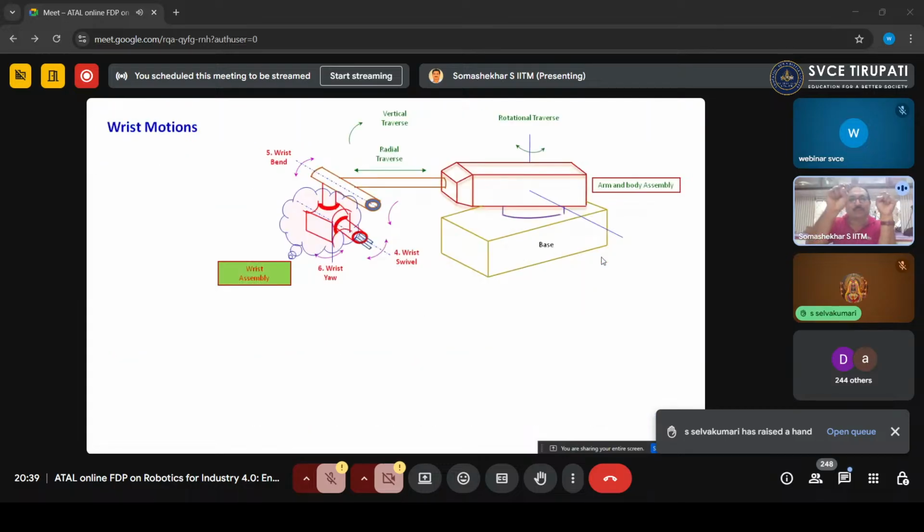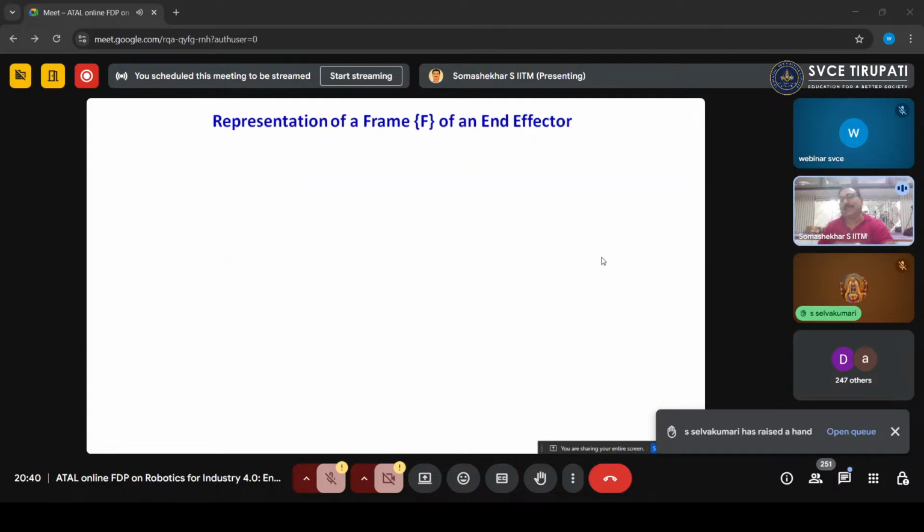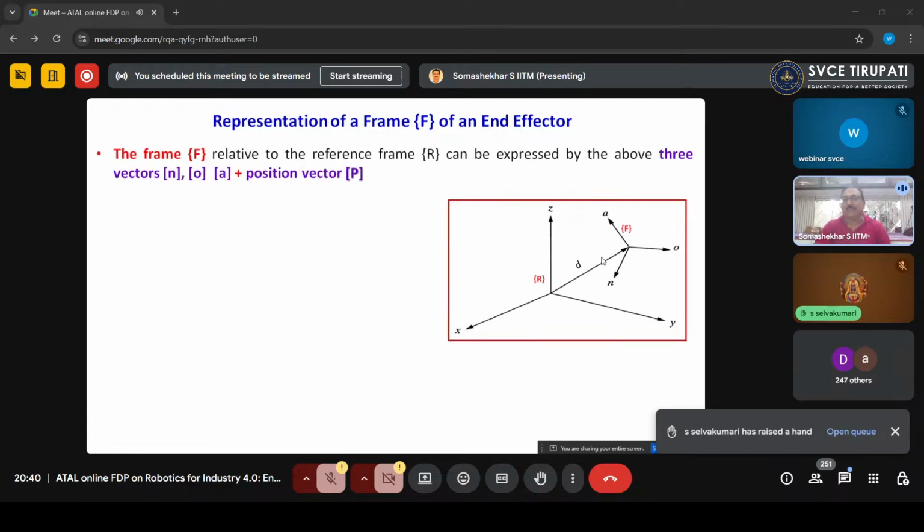Similarly, you will see only the wrist end effector, the wrist assembly. It is having the wrist swivel, rotation of the wrist. You have to rotate. Similarly, wrist bend, moving up and down. You see all the up and down motion, wrist bend. Next, wrist yaw, meaning left and right motion. Meaning, the wrist assembly has 3 degrees of freedom, minor axes, and the arm and body have the major axes. Meaning, if you see this representation of the frame of an end effector, generally you will see the F is a frame, it is having, what is that matrix?